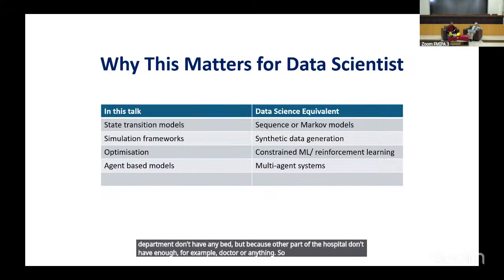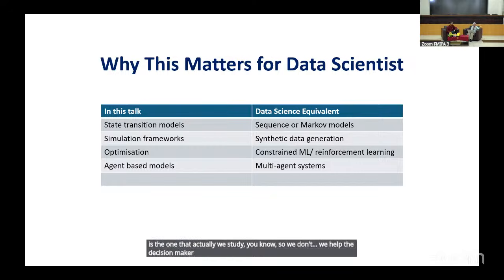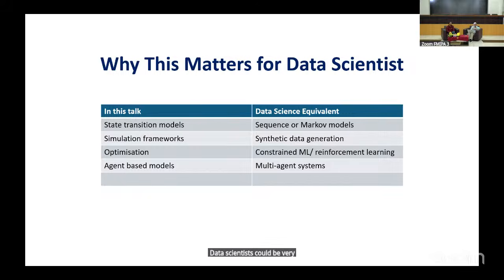So this type of analysis is the one that we actually study, so we help the decision maker to make decisions based on the data. Okay. That's why data analysts, data scientists could be very important in this industry.